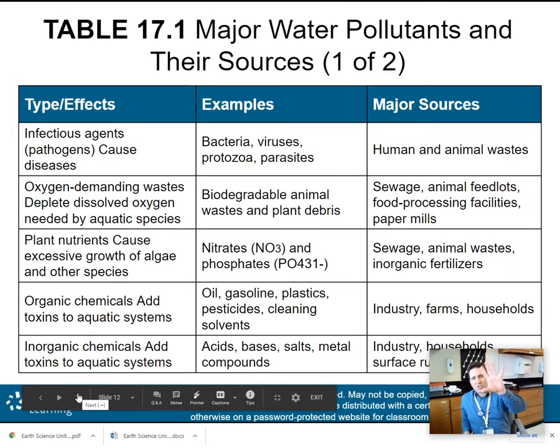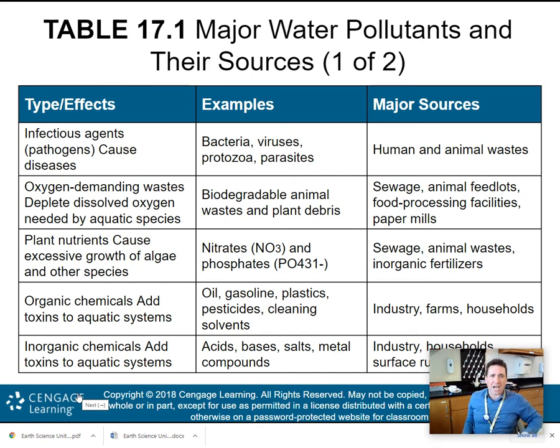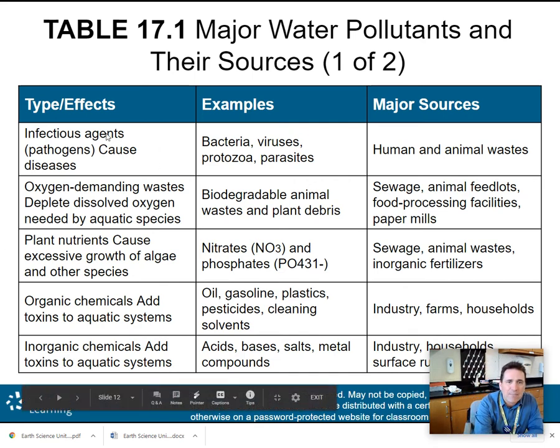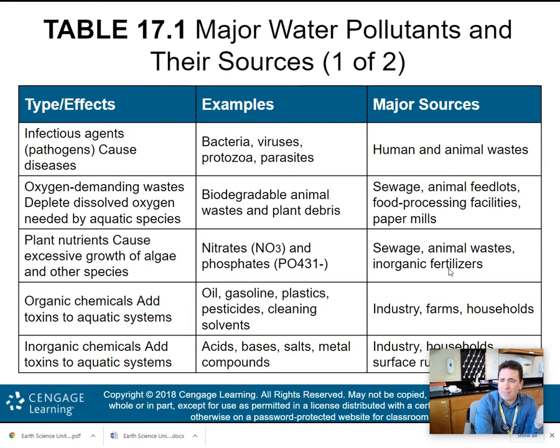All right, so this chart here, the next 2 pages are kind of important. They're going to give you, on the left here, type and effect, so the type of pollutant and the effects of it, some examples of it, and some major sources of it. So I would definitely have a few of these in mind. You may not need to memorize all the chart, but definitely pick off 2 or 3 and have a general understanding. All right, so infectious agents, pathogens, cause diseases.